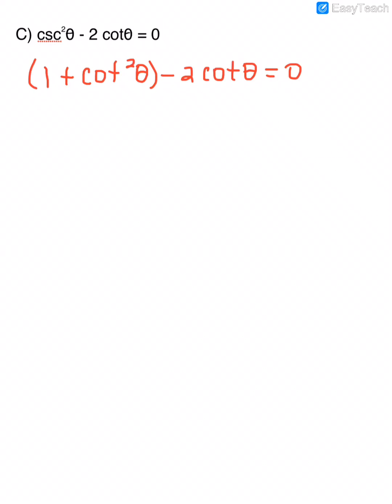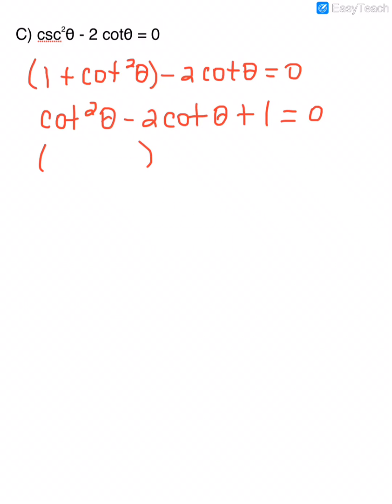Okay, so now I have a trinomial again, 1 plus cotangent squared theta minus 2 cotangent of theta. So let me put it in descending order. Okay, so that would be cotangent squared theta minus 2 cotangent of theta plus 1 equals 0. All right, so we have this trinomial. We're going to factor it into two binomials.